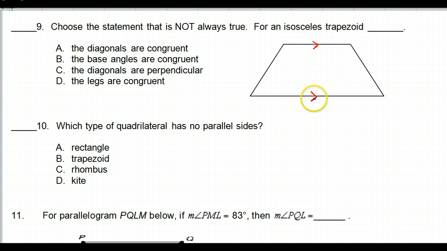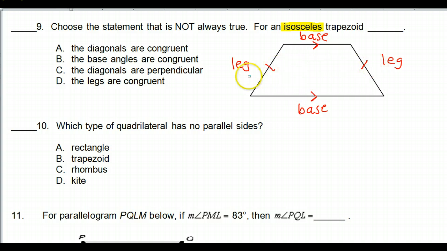So, for example, these are parallel sides. They are called the bases. So this is a base and this is a base. The non-parallel sides are called legs. So this is a leg and this is a leg. The thing that makes it isosceles, key word, isosceles, is that the legs should be congruent. So this leg and this leg should be the same length if it's going to be isosceles.